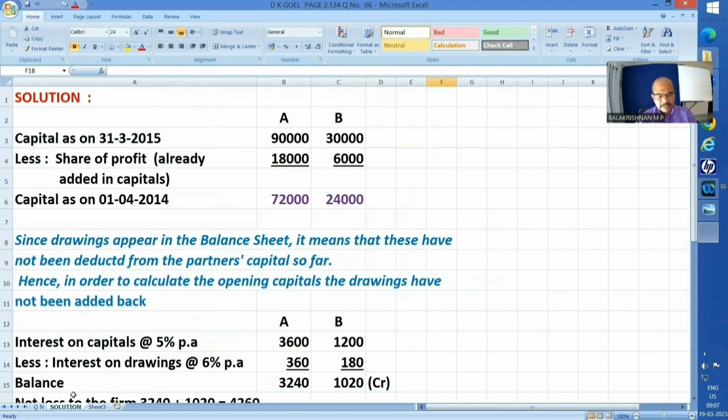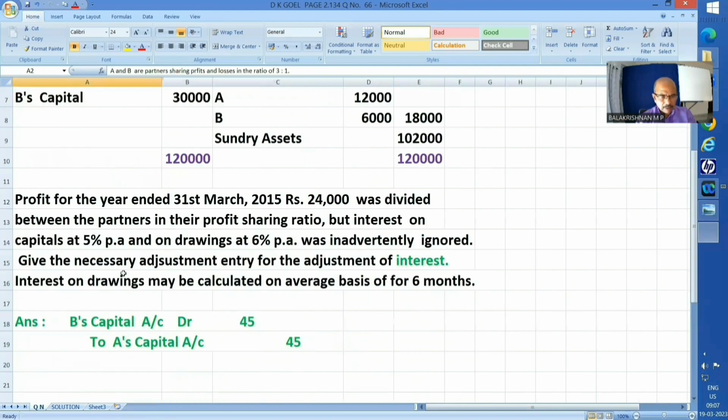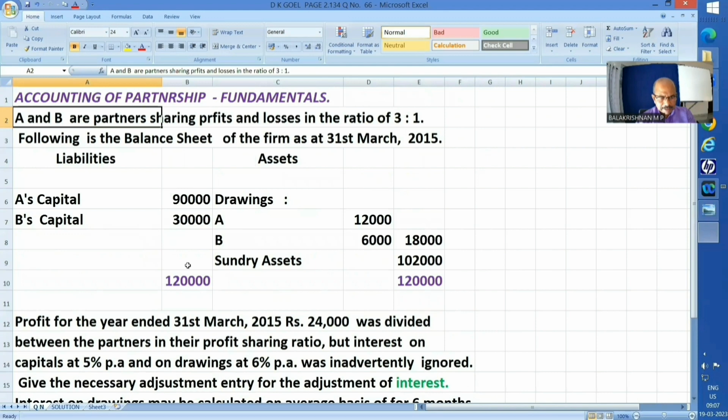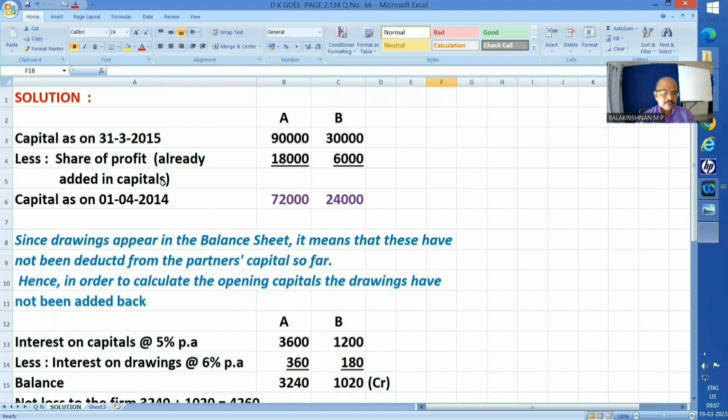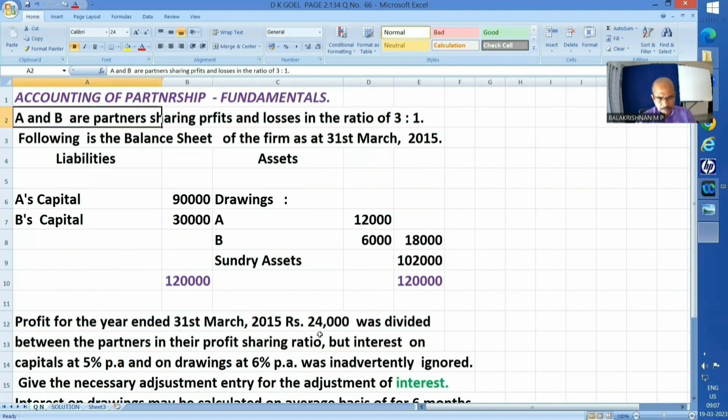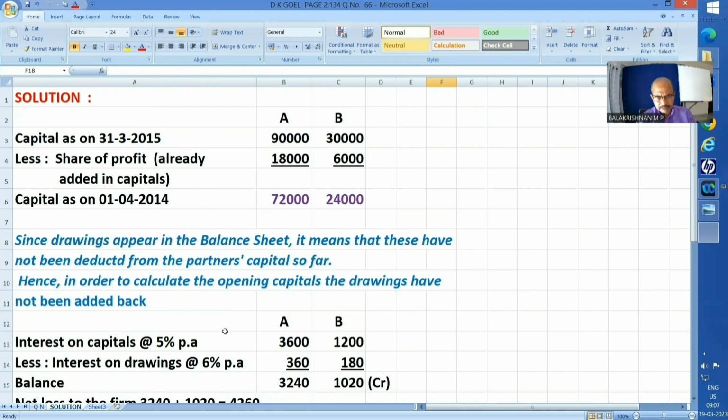Essentially, we have to go for opening capital. Why? Because interest on capital is to be calculated. So let us base on the closing capital, 90,000 and 30,000. Check it. Yes, a balance sheet prepared at the year end, and so this is the closing capital. We are basing on it. Then the profit that has already been distributed, let us deduct. Why? Because the closing capital has come after absorbing this profit only. Let us take it back. So it's 18,000 and 6,000. How? We are told it is 24,000 and 3:1 ratio. As simple as that.